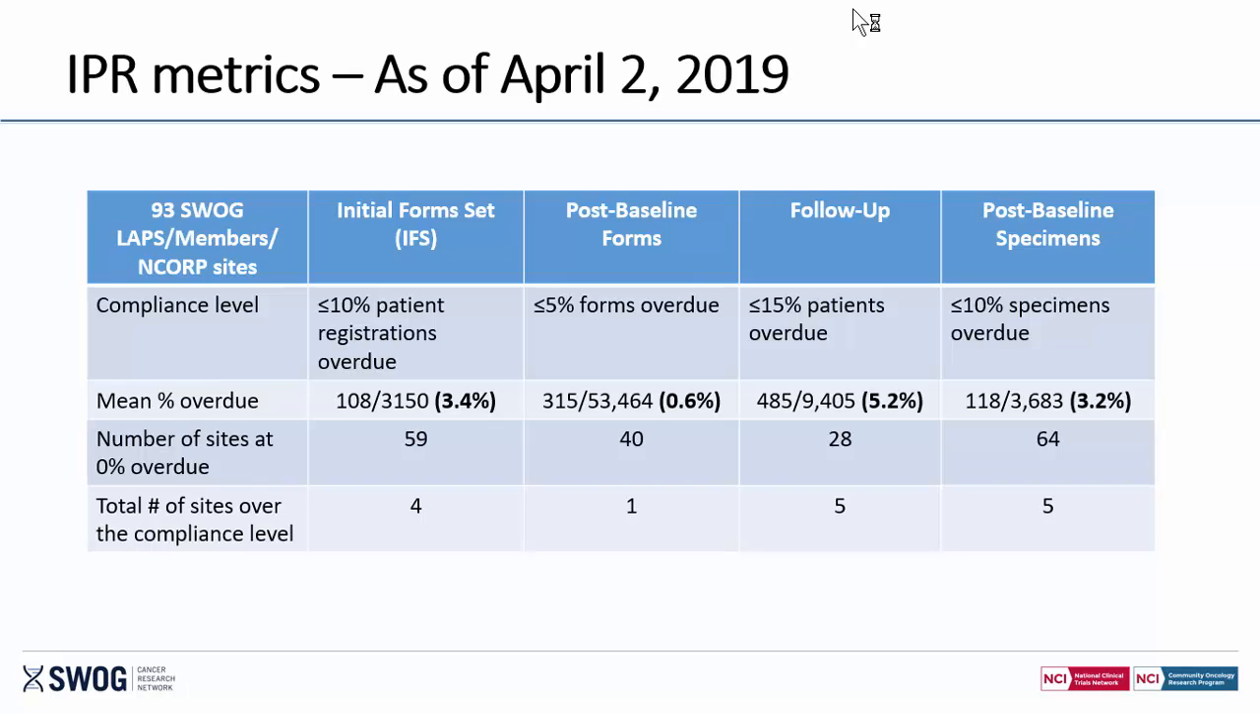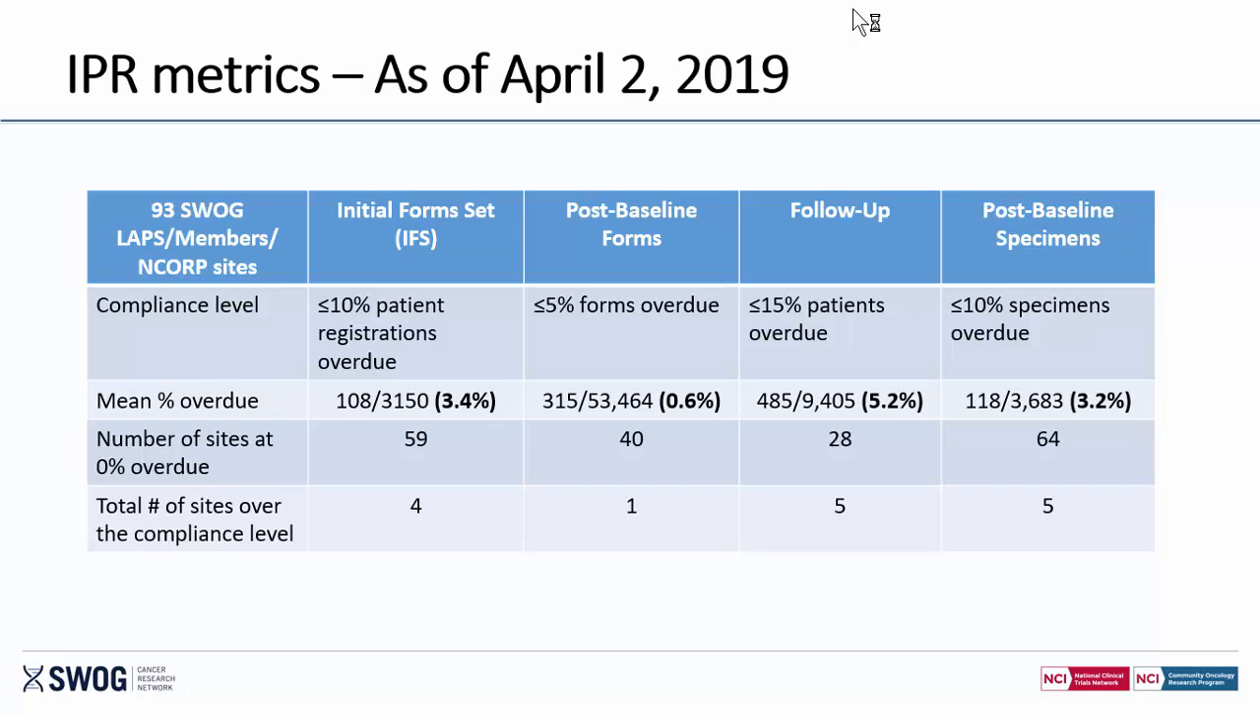So these were some metrics that were run based on the report at the beginning of this month. The compliance levels for each of those 4 levels is stated here. For initial form set, the mean across all of our sites, of our 3,150 SWOG patients that were registered in the last 13 months, we were missing initial form set on just 108, so only 3.4%, meaning at least one piece of data in that initial form set.